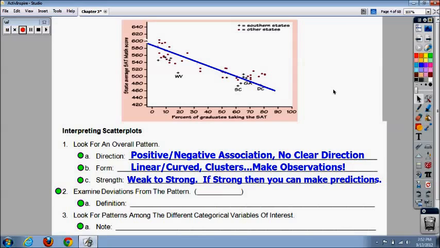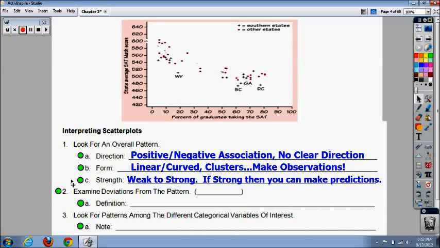Well, if we knew what percent of graduates were taking the SAT from Puerto Rico, we could use this regression line, and this will be something we'll talk about in a few days, to say that if 35% of graduates from Puerto Rico were taking the SAT, we can predict that their score is going to be about a 540. So that's what we're going to get into later, okay? But for now, we're not going to have this line in there. We're just going to focus on the points in general.